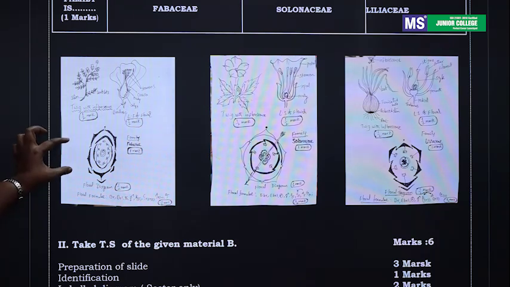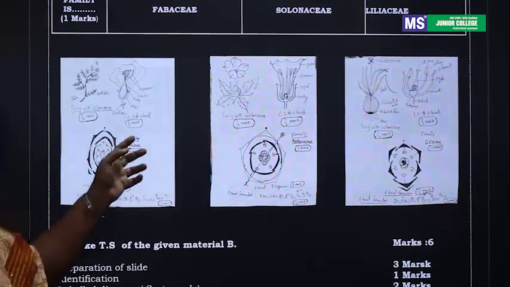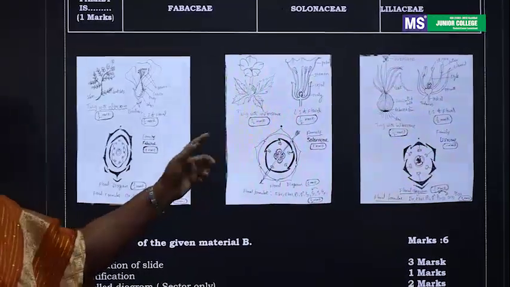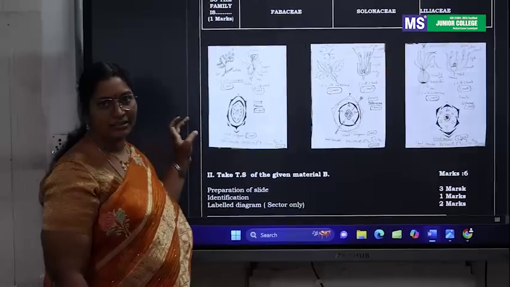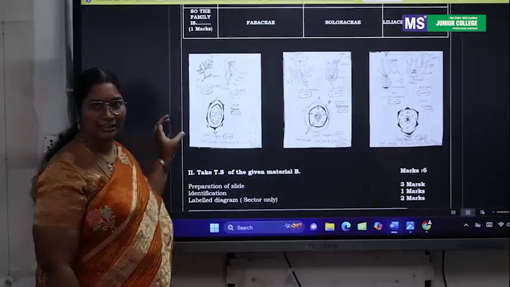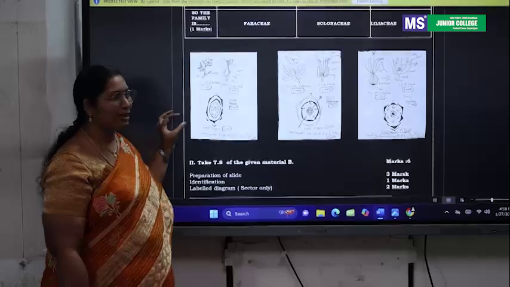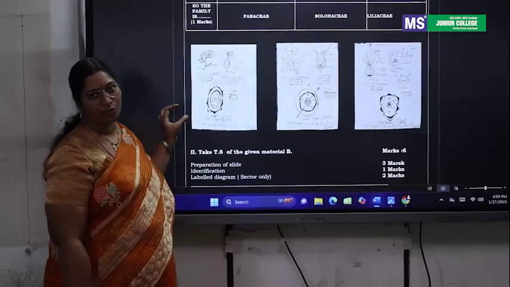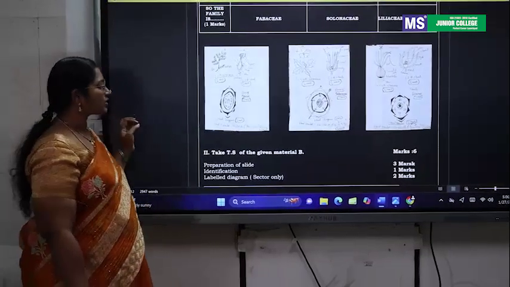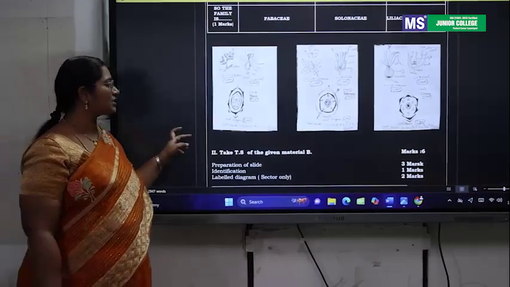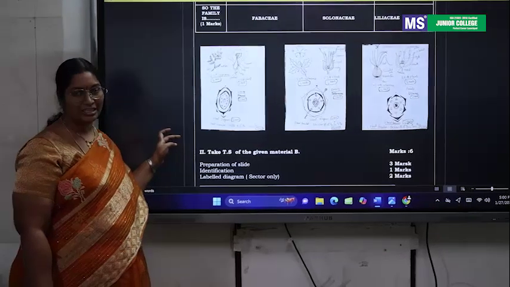So, these are the diagrams. Mandatorily, everybody should learn how to draw all the 3 diagrams that they have provided here, for Fabaceae, Solanaceae and Liliaceae. This is about the families. Very keenly you need to learn the things. Very limited information has been provided, so this is very easy to learn also. Now, let us concentrate on the T.S. of the given material.